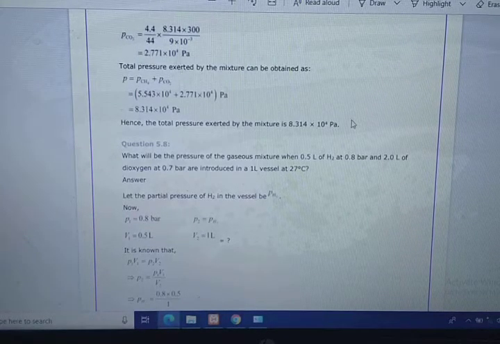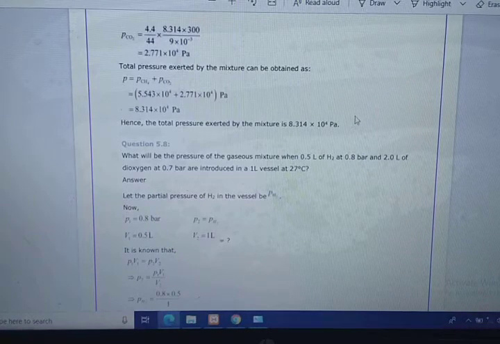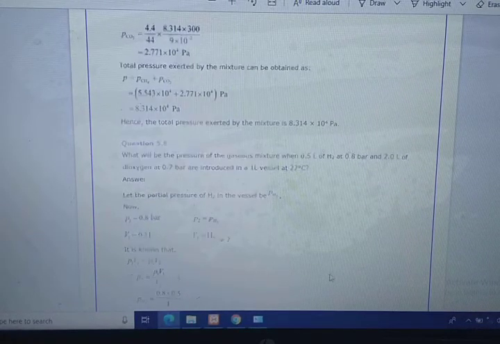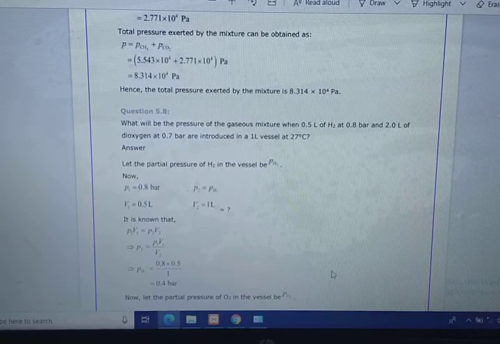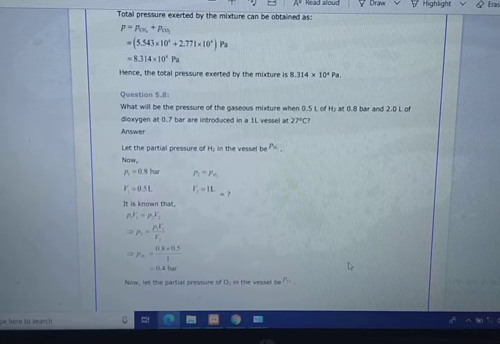Now P1V1 is equal to P2V2. So therefore P2 is equal to P1V1 upon V2. We just put the value: pH2 is equal to 0.8 into 0.5 upon 1, that is equal to 0.5 bar pressure. So now let the partial pressure of oxygen in the vessel be pO2.